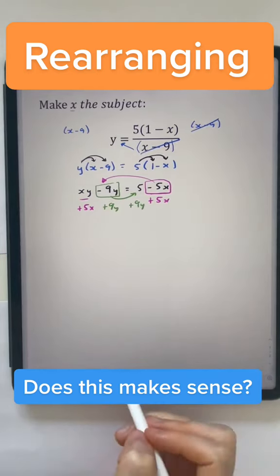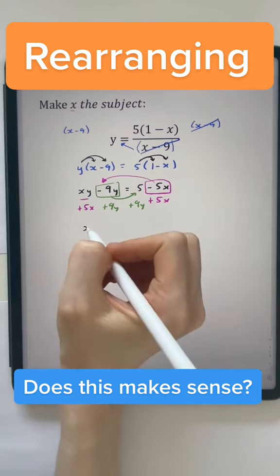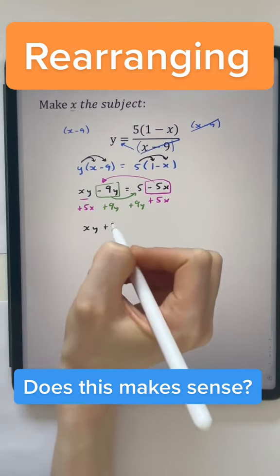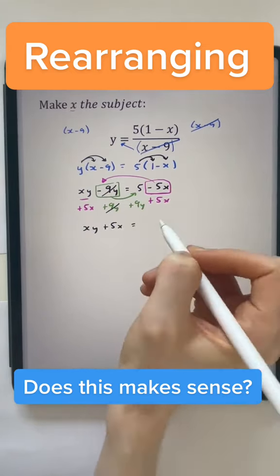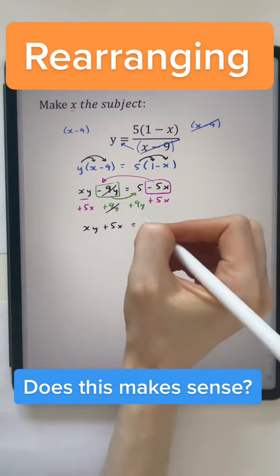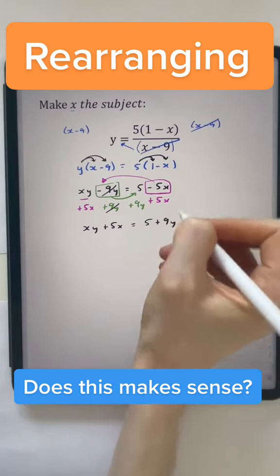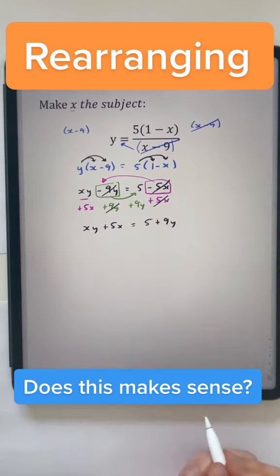Collecting like terms, on the left-hand side I have xy plus the 5x that's crossed. I know that negative 9y, add 9y will cancel. And on the right-hand side I've got 5 plus 9y, as negative 5x, add 5x will cancel.